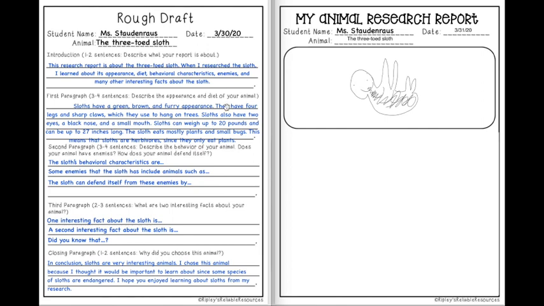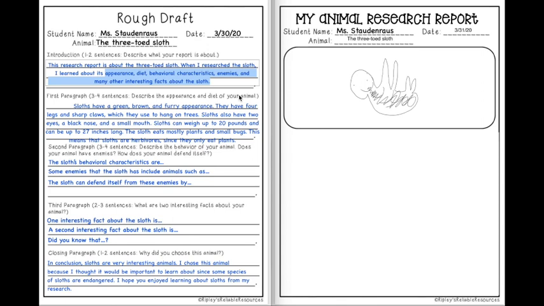So I'm going to start, of course, with the introduction. Okay, if I read my notes, I did a pretty good job on the rough draft in terms of making it nice and short and making sure that I answered these questions. Describe what your report is about in 1 to 2 sentences. Okay, so if we reread it, we can see that I answered, oh, it's about the three-toed sloth, and I even included those very specific categories, right? We got these categories from our notes when we say we learned about the appearance, diet, behavioral characteristics, enemies, and many other interesting facts about the sloth.